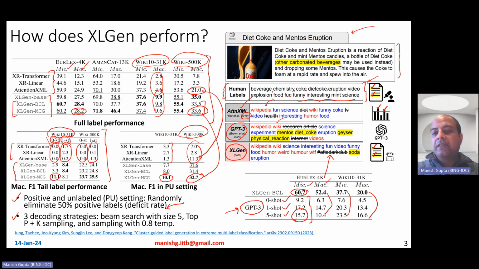Now, what is more interesting are these yellow highlighted labels like soda predicted by XLGen, or geyser or physical reaction, or Mentos predicted by GPT-3. These are labels which are not present in the label set, but they are really good labels, right? So they are essentially awesome labels which XLGen or GPT-3 are able to predict by using their world knowledge, factual knowledge, or English knowledge, and so on, and by making use of some phrases in the input description itself. So other carbonated beverages makes these models believe that soda is a reasonable label, or geyser or Mentos are all reasonable labels to be provided to this data point.